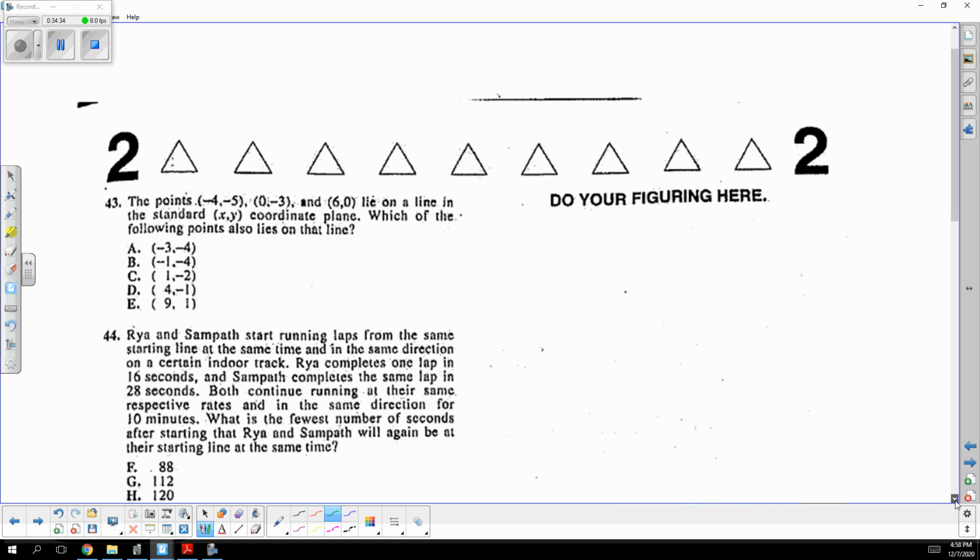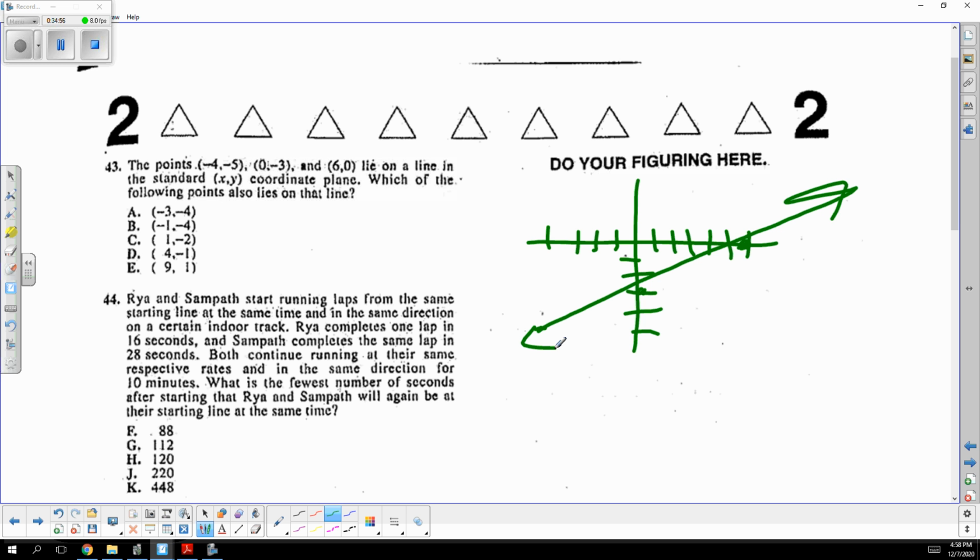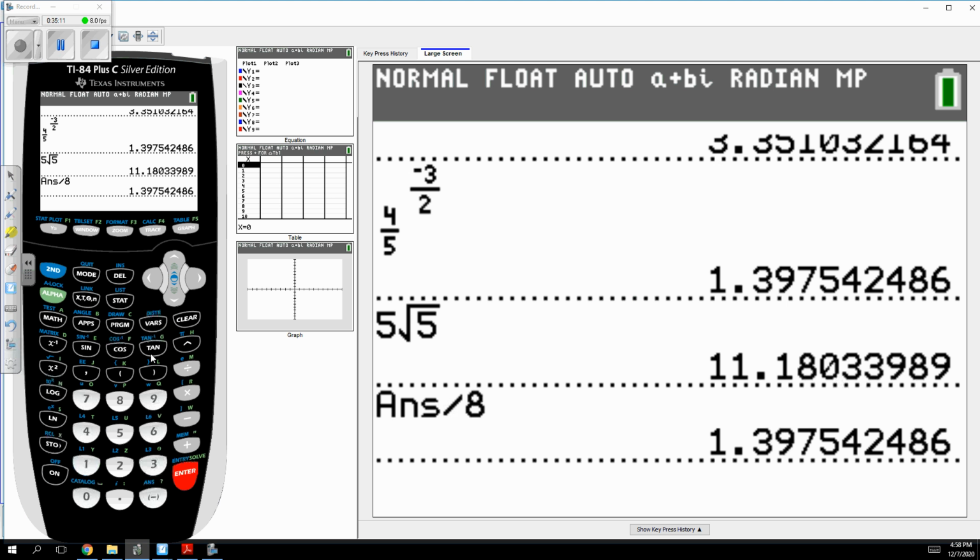All right, who else lies on the line? What I'm going to do, you could graph it and see. I don't like that strategy because I know it's hard to graph. It's hard for me to see the answer that way, because it might miss it. What I would do is I would use slope and get the equation of the line.